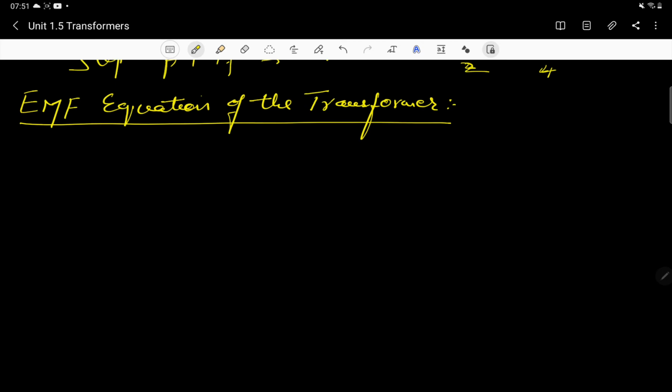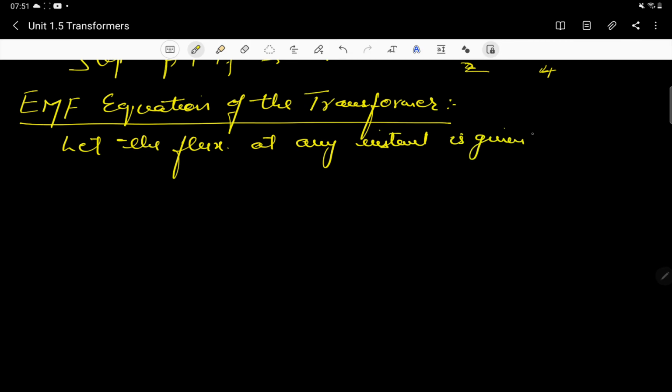So let us consider the flux over here. Let the flux at any instant be given by phi equals phi m sin omega t. Since we have a sinusoidal voltage, it will produce a sinusoidal current, and similarly there should be a sinusoidal flux. So the flux equation should be given by phi equals phi m sin omega t.